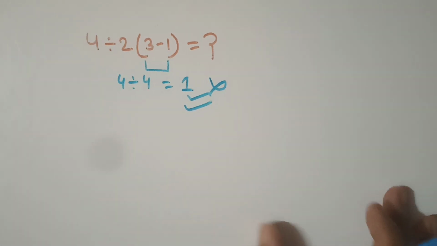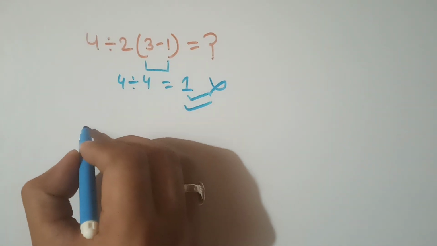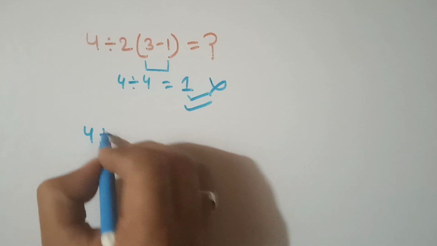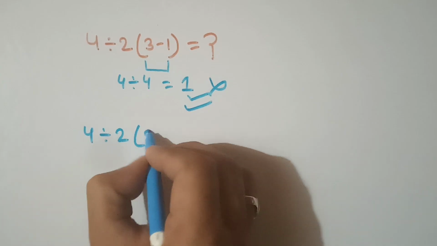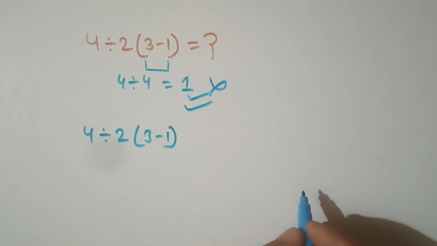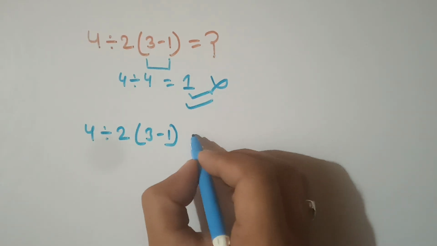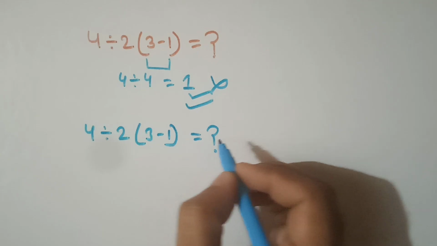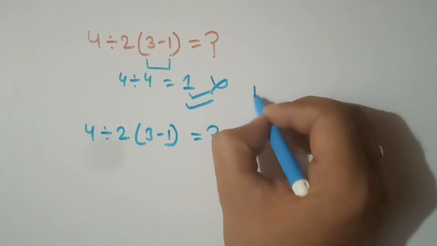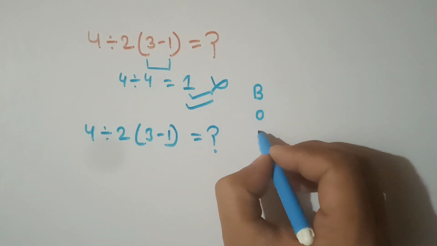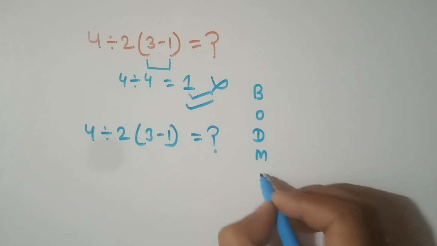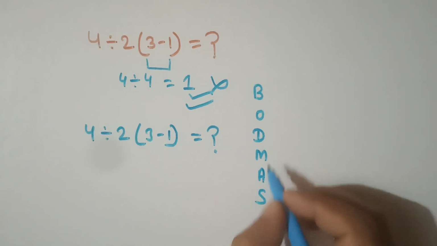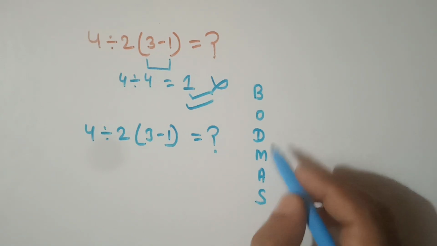So first of all, I write the same question, which is 4 divided by 2 and 3 negative 1, right? So what is the actual answer for this question? For this type of question, one rule is followed, and what is the rule? The rule is B O D M A S. Okay, this is the rule. What does it mean? It means BODMAS, right?